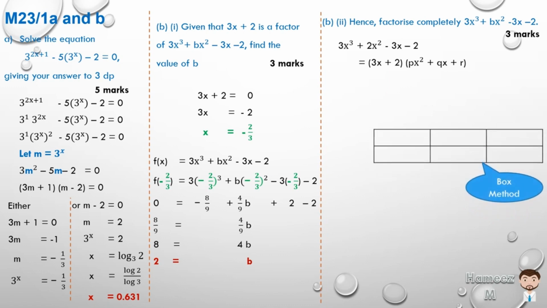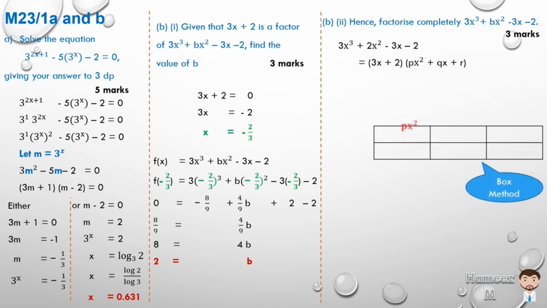So if we consider that the length of this box is px squared plus qx plus r, and the width of the box is 3x plus 2, we're basically finding the area of each of the smaller rectangles. So for the first rectangle up on top, 3x times px squared will give us 3px cubed. And then for the second rectangle, which we have in blue, will be 3x times qx, which will give us plus 3qx squared. And for the third rectangle, which we have in brown, it'll be 3x times r, which will be plus 3rx.